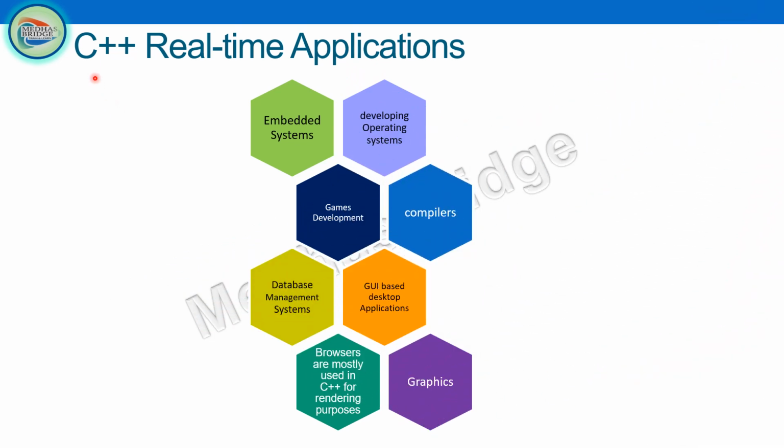Let's look at C++ real-time applications. C++ is used in embedded systems, developing operating systems, designing compilers, developing games, DBMS (database management systems), GUI-based desktop applications, and graphics. Browsers mostly use C++ for rendering purposes because C++ is faster, both in compilation time and execution time. And there are many more.